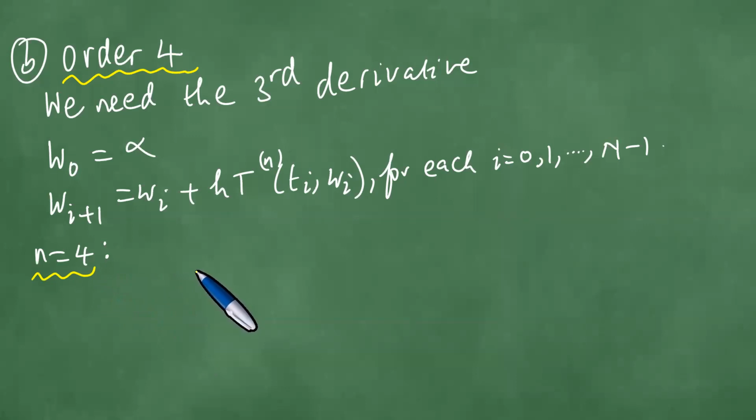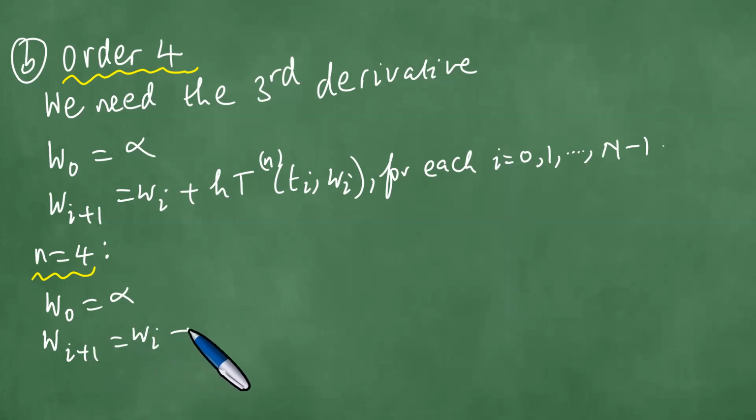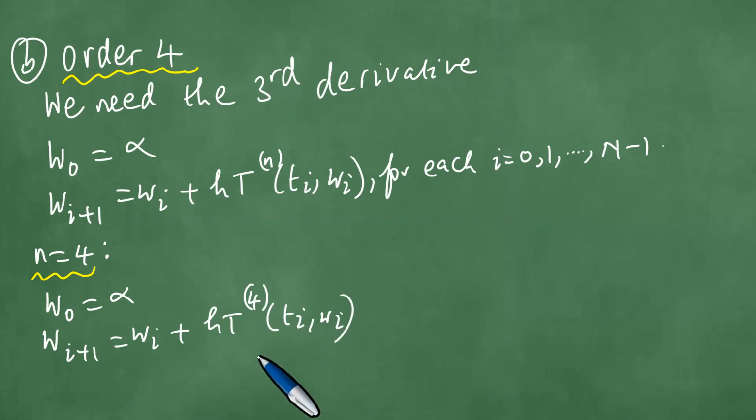Well, it means that we shall have W0 equals alpha, and then W(i+1) equals Wi plus h T^4 of (ti, wi). Once we write this, we are done with the problem. It remains to just get the difference equation in a more explicit manner.